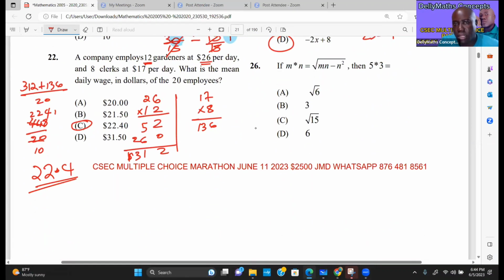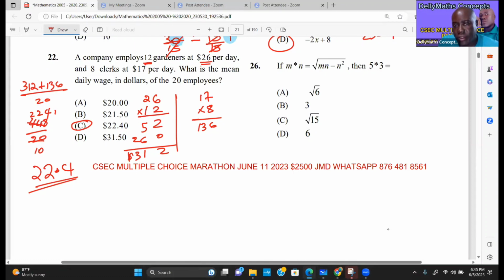All right, we're kicking it still. If m asterisk n is equal to the square root of m squared minus n squared. What I want us to do here is you can simply look at it like this. All right.